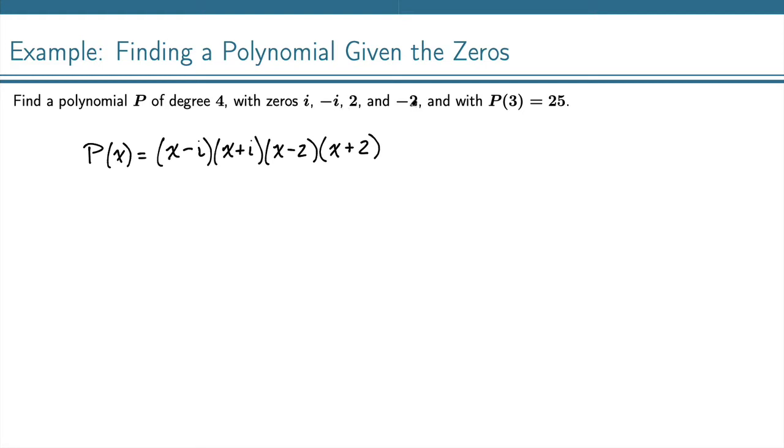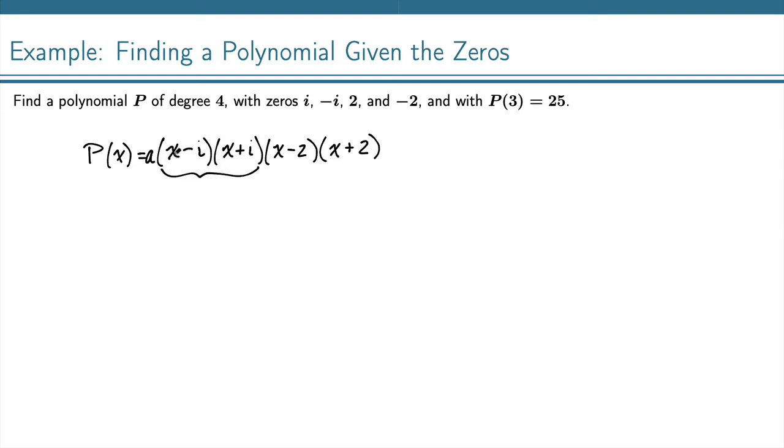The other thing that could change this is p of 3 equals 25, and that all comes down to the leading coefficient. I'll just put an a there. Now what we need to do is multiply this out, and this doesn't ask us to find an expanded form, so I'm not that worried about it, but I would like to write it without the i's in there. So I'm just going to multiply these two.